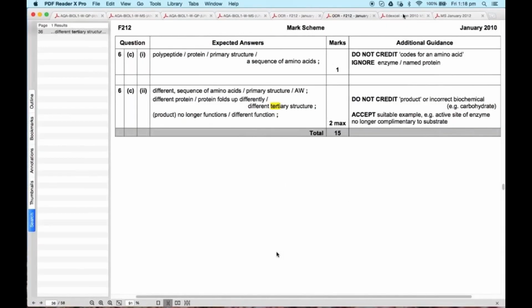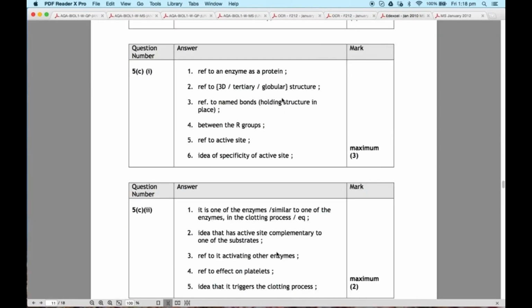At Edexcel, I'm not even going to show you the question, this video has probably made the point well enough already, but at Edexcel, just to show you, enzyme is a protein, reference to the tertiary structure, reference to the named bonds, e.g.